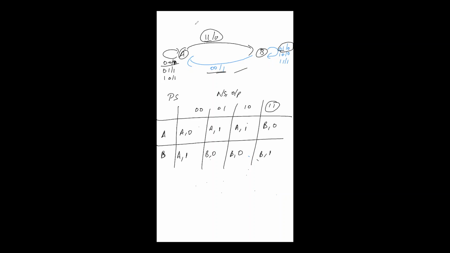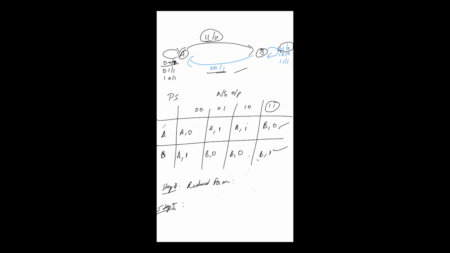Next we have to check step 4, the reduced form of the state table. So you can check both of these rows, they are having no common terms. So the machine is already in reduced form. So we do not have to worry about this step number 4. Next is step number 5, the assignment and transition table.